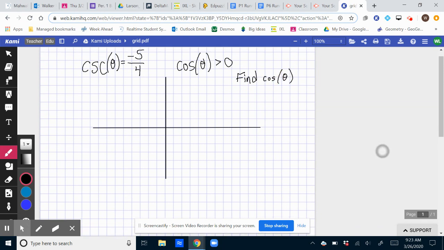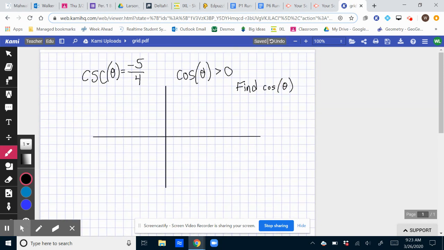A couple important things with this. Number one, I'm going to set up my All Students Take Calc. The first question is what quadrant are we in? I'm going to start with this fact that cosine is positive. Cosine's positive in quadrant 1, that's where all of them are. It's also positive in quadrant 4, the C. It's not positive in quadrant 2, and it's not positive in quadrant 3.